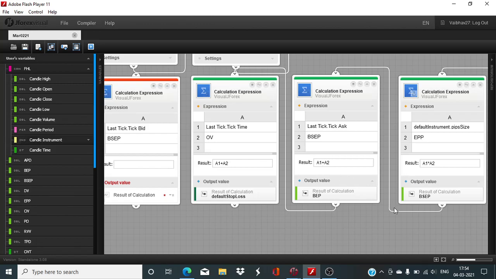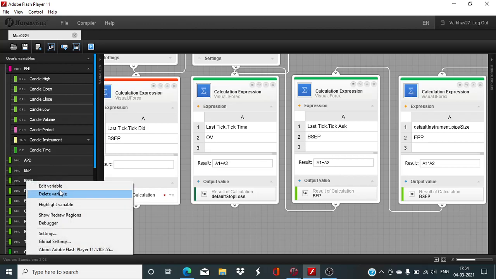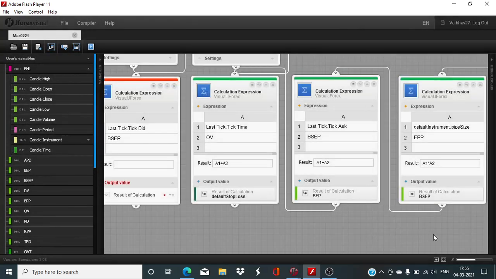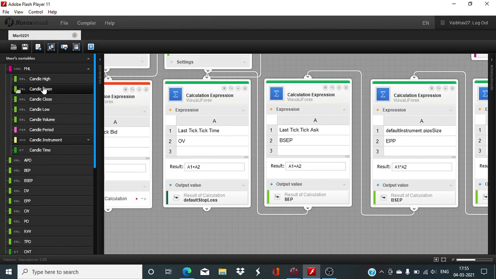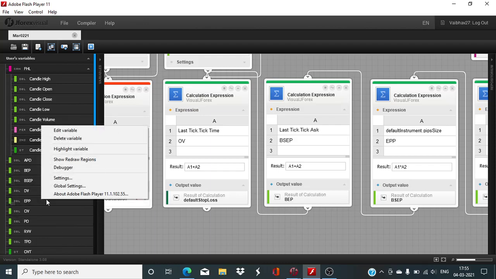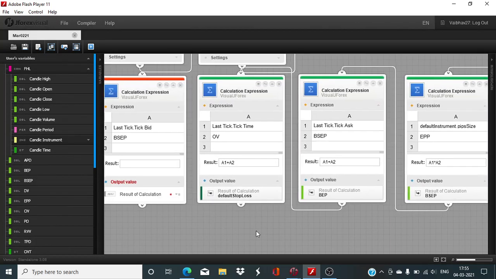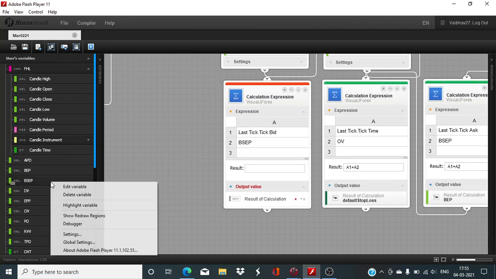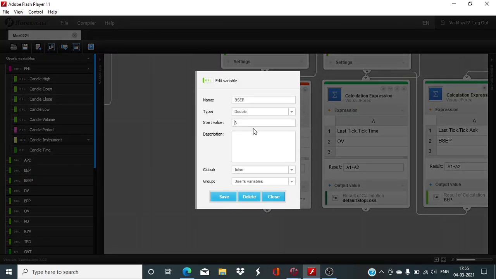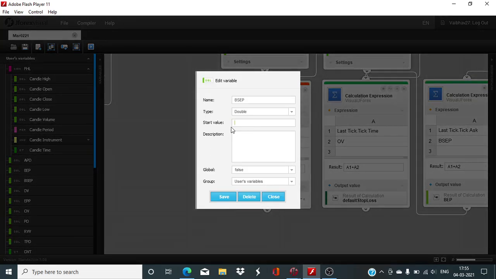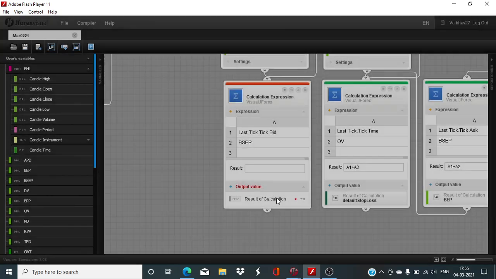Oh, we have made a mistake here. I think we don't really need to do anything here. EPP has been defined and EPP carries the pips value. Okay. Let me check it once more. Okay, now this looks good.